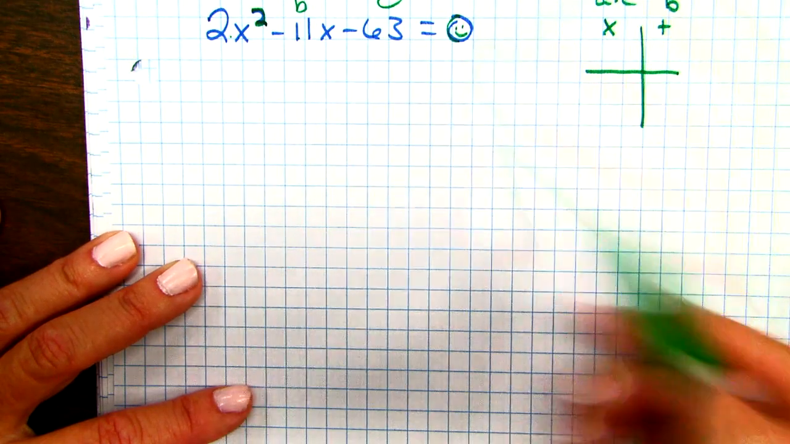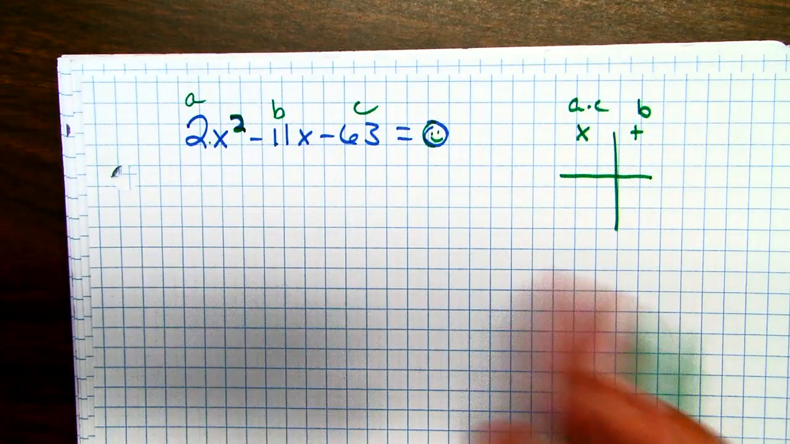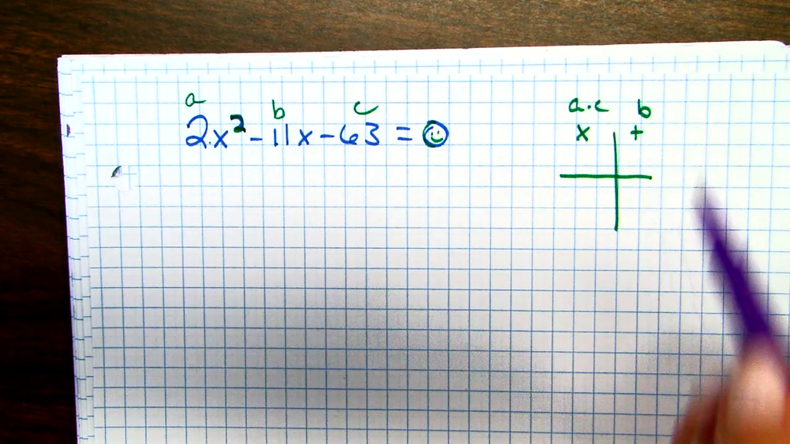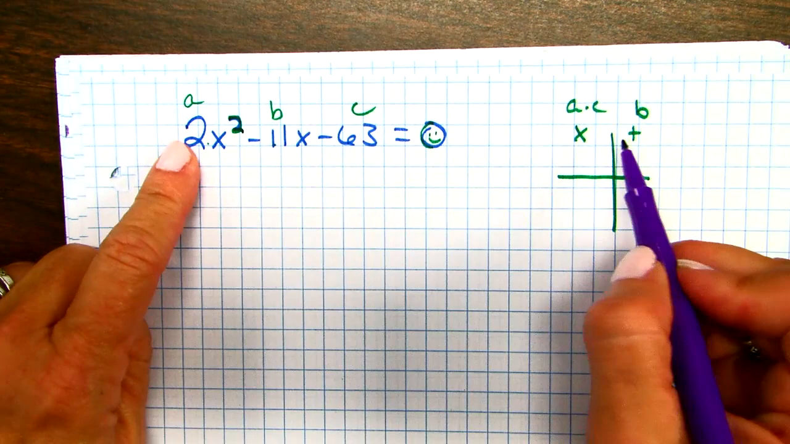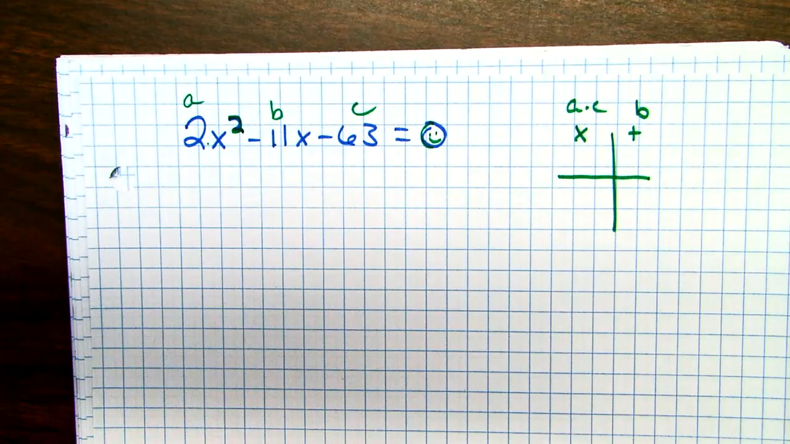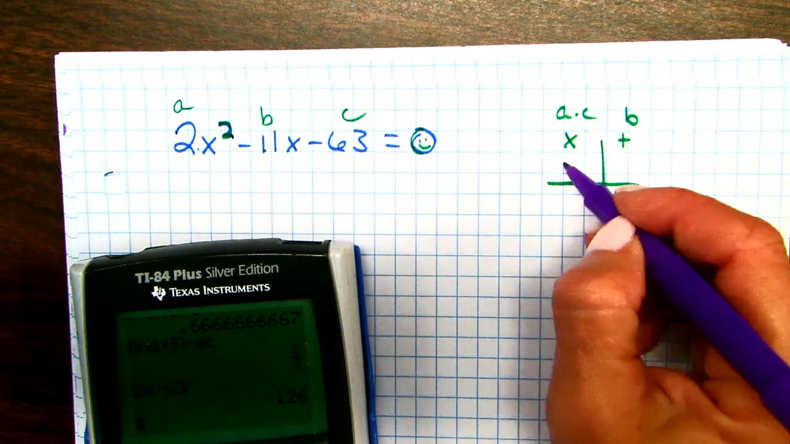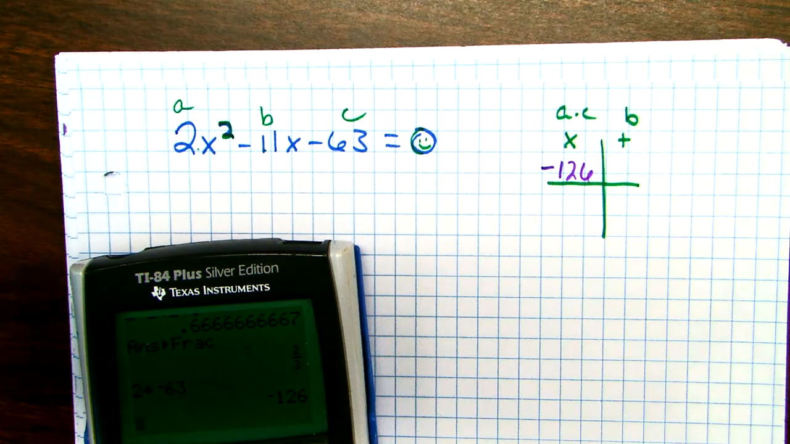And you don't have to label the whole chart. This is just my workspace. I'm just showing you what I'm doing and writing it all out. Okay, so A times C, that's 2 times negative 63. Is that the number in that triple? Yeah. 2 times negative 63 is negative 126.